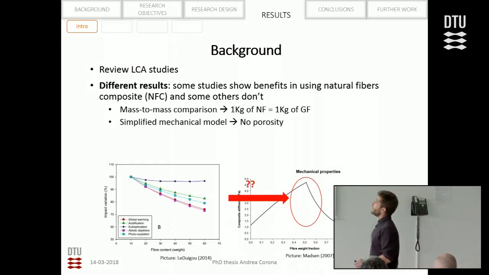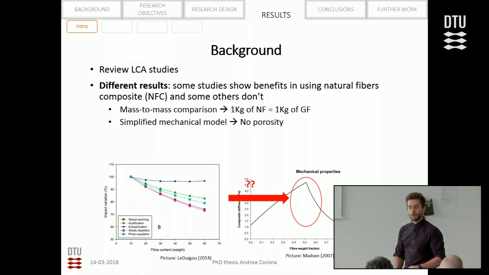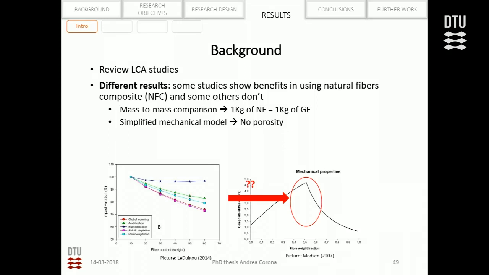Others use a simplified mechanical model which doesn't account for porosity. Using this simplified mechanical model, you can see the main effect on the environmental impact on the left side. Here, Ledugue calculated the environmental impact while increasing the fiber content in the composite, so how much bio-based material is in the composite. The results from his study showed that the more bio-based material you put in the composite, the lower the environmental impact.